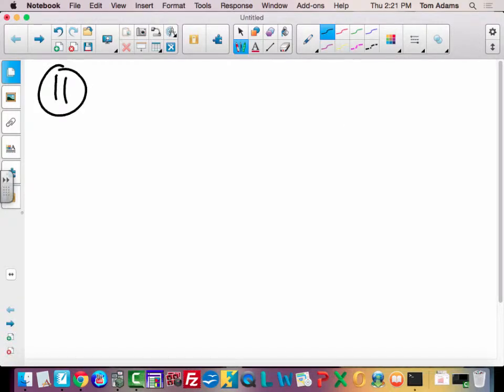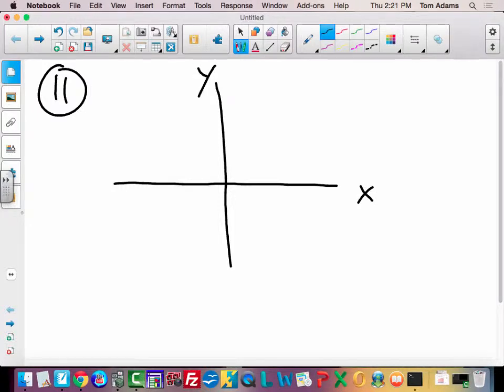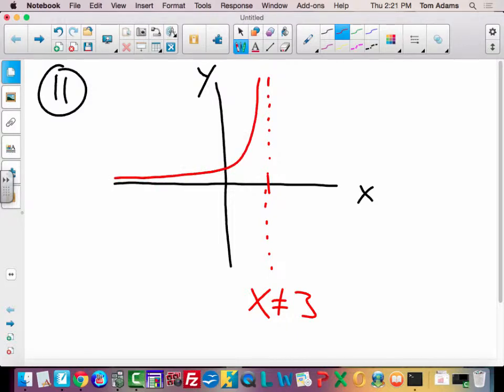Problem number 11, we have a graph. All right, and they just have a picture of the graph. And right at x equals 3, there looks like there's a vertical asymptote. In other words, x can't equal 3. All right, and we'll talk about that in a second. But they have a graph that kind of does one of these deals. It goes like this, and it goes like that.